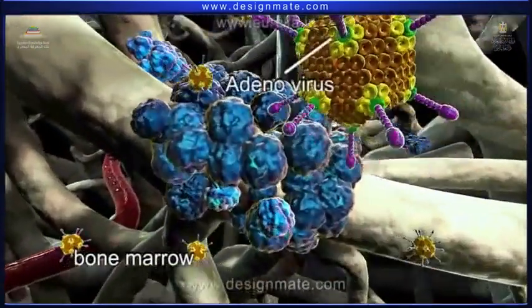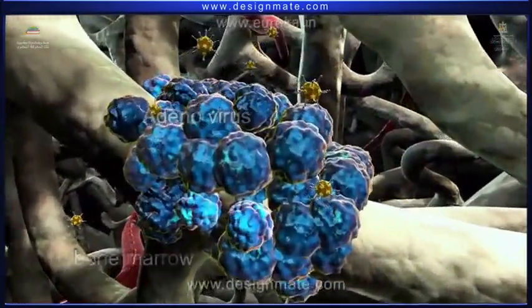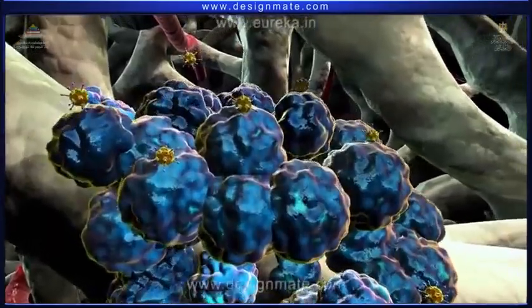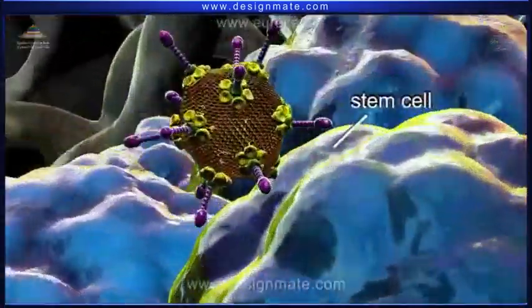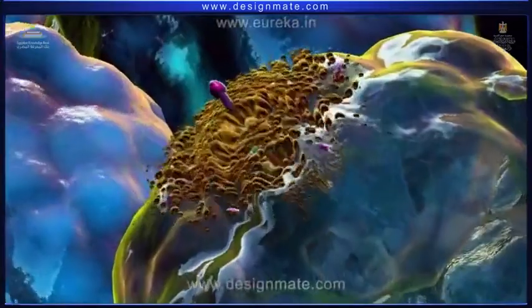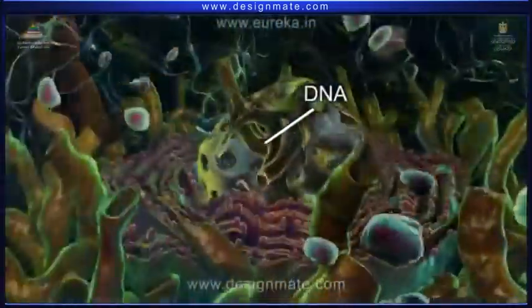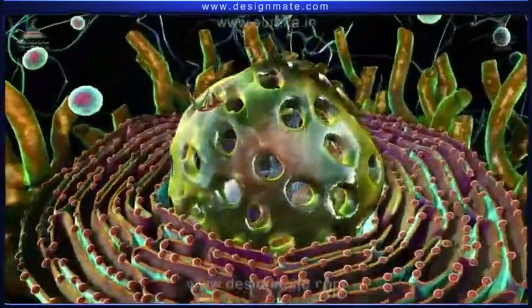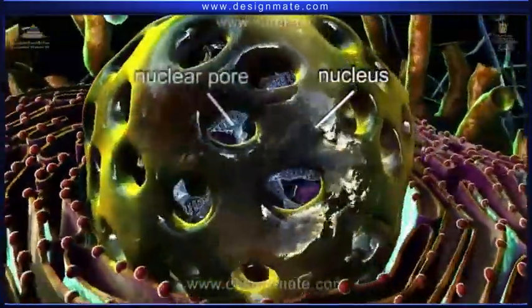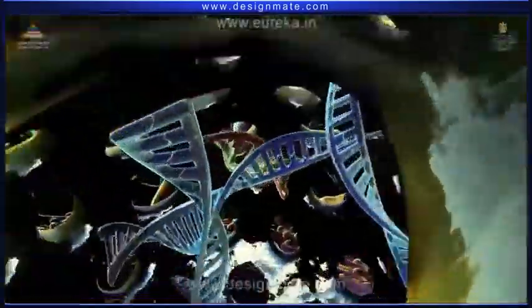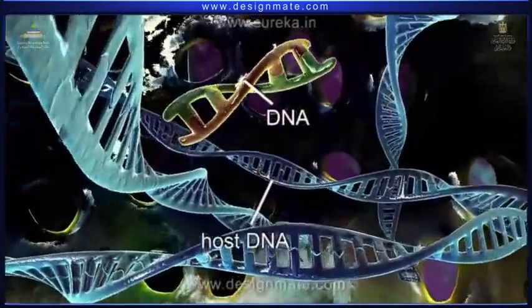Now the virus is injected inside the bone marrow. Here, it binds to the bone marrow stem cells through the receptors and injects its DNA. And the DNA finally moves inside the nucleus through the nuclear pores. Its DNA lies free in the nucleus along with the host DNA.